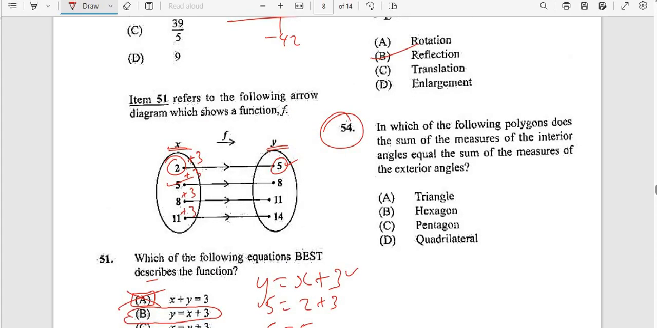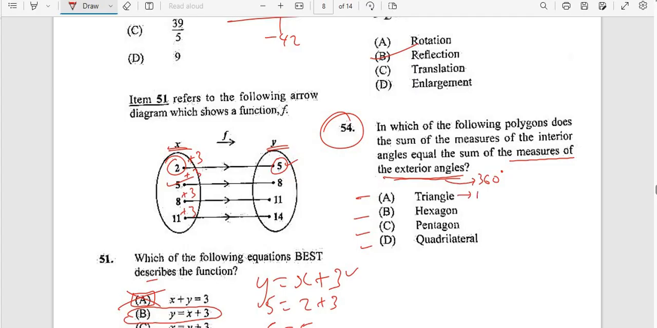In which of the following polygons does the sum of measures of the interior angles equal the sum of measures for the exterior angles? Now, the thing to note is that all the exterior angles of a polygon will add up to 360. So the measure of exterior angles is always 360 degrees for every single polygon. And we have 4 polygons given here. All right, there are many more, of course. But which one of these, when you look at the interior angles, will give you 360?